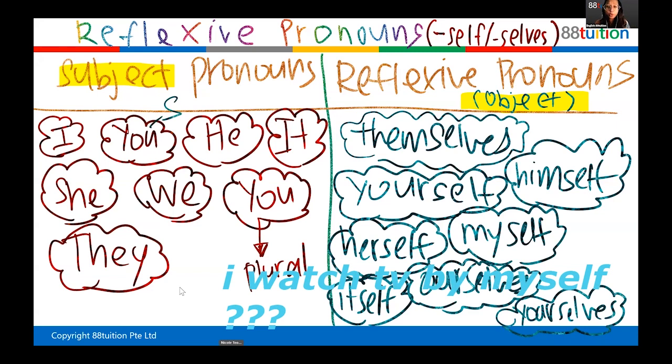This you is plural. So now I'm going to break you out into two groups. Two of you are going to be in one breakout room and the other two of you are going to be in the other breakout room. What you're going to do is match the correct subject pronoun to the correct reflexive pronoun. For example, I is obviously myself. So the match is myself, right? So there are others. So match it with the correct reflexive pronoun.